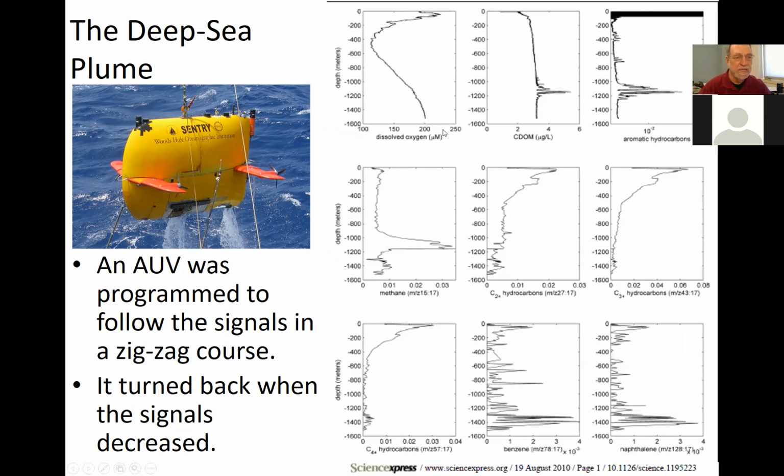And one of the things that they looked at was dissolved oxygen, and then aromatic hydrocarbons. And so the Sentry AUV was detecting spikes of methane and spikes of aromatic hydrocarbons and little variations in the oxygen concentrations, all of which indicated that not all the oil was reaching the surface.